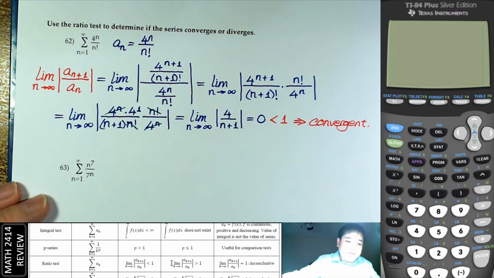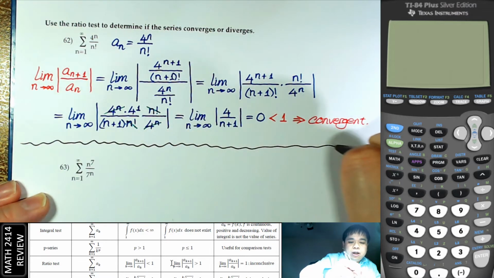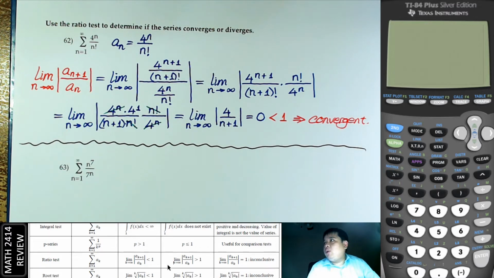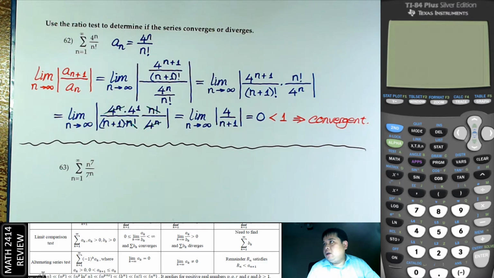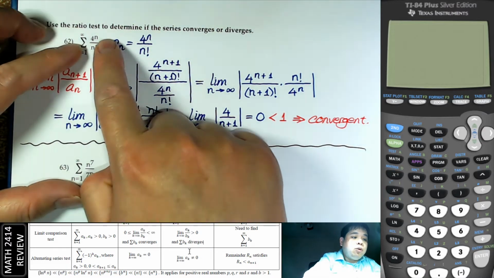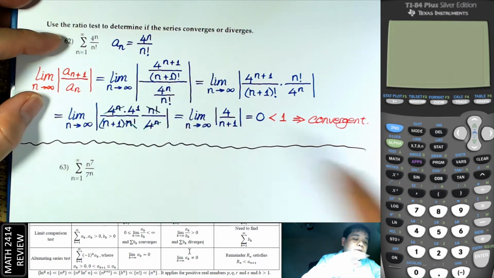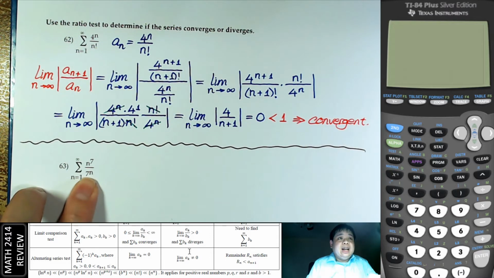Right, straightforward like that. So when we use the ratio test, usually we use the ratio test when we have the mixture of two of the following. Let's look at the rule of thumb. Usually when we have the mixture of two of those things, we use the ratio test. Like in this case we have an exponential function and a factorial.